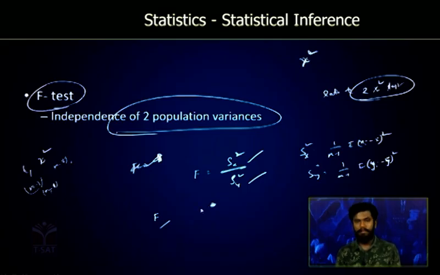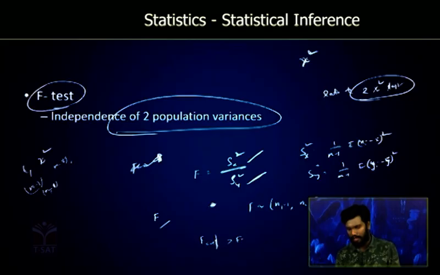But for the F test we have two sets of degrees of freedom, that is, for the X population and for the Y population we have separate degrees of freedom. That is, F will follow n1 minus 1 comma n2 minus 1 degrees of freedom. So after calculating Sx square and Sy square, if the F calculated value is greater than the F table value, we will reject the H0. Otherwise we will accept the H0. F calculated is less than F table value.